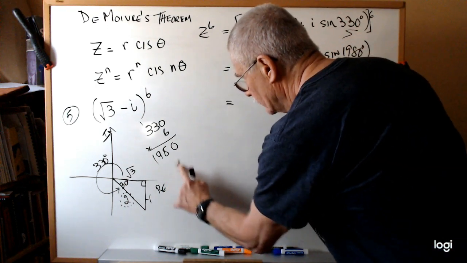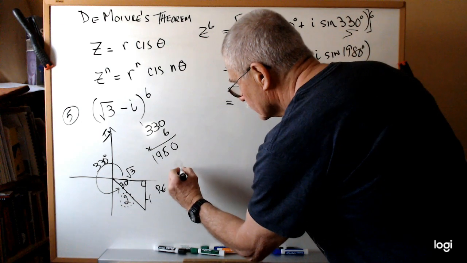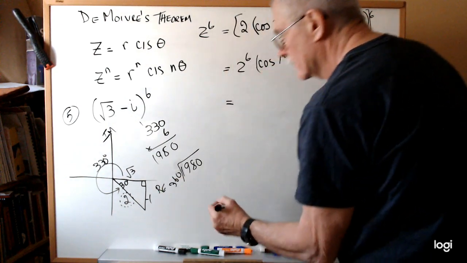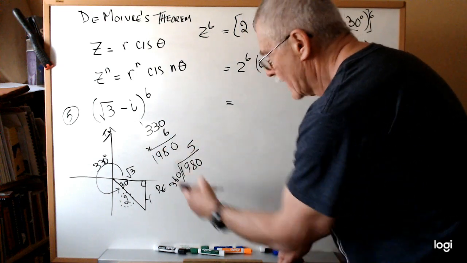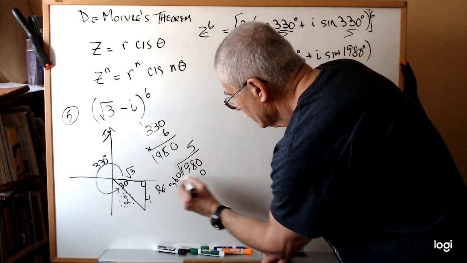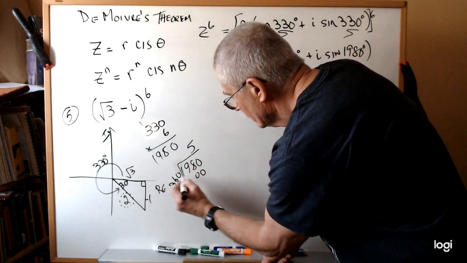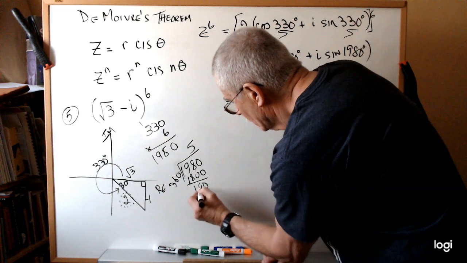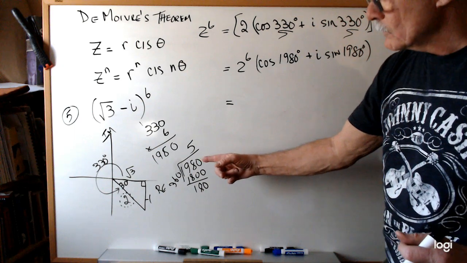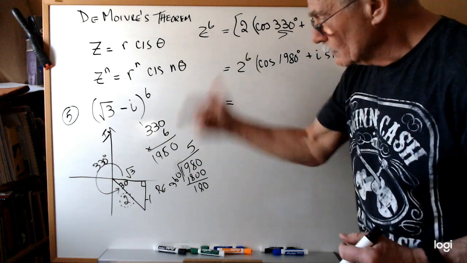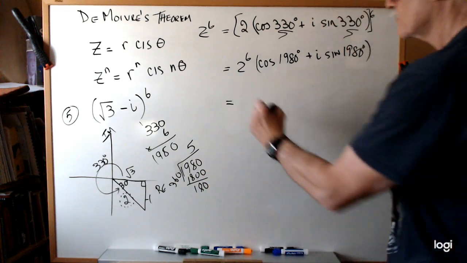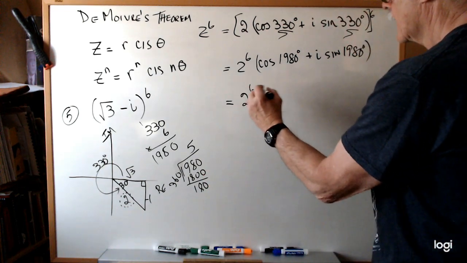Let's see if I can do that in my head. So 1980 divided by 360. 5 times that would be 1800, I believe. So 5, 0, 5, I'll carry a 3. Yeah, okay, so in other words, we have 1980 degrees, so we would go around completely 5 times with a leftover or remainder of 180.